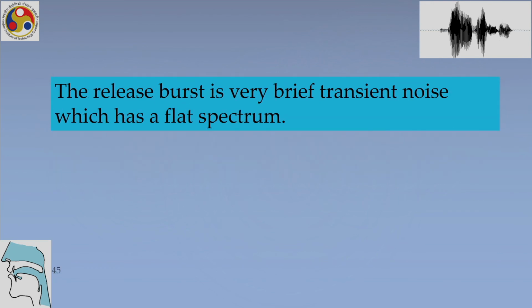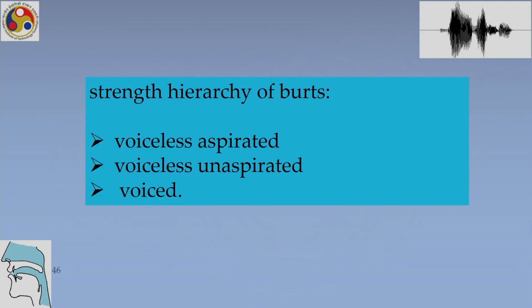And also with regard to stops, the release burst may be different depending on the different consonants. Okay? There could be a difference in the release burst. So, in voiceless aspirated, the strength is the highest, and then you have voiceless unaspirated, and then the voiced. So, this is the strength hierarchy of release bursts in stops.